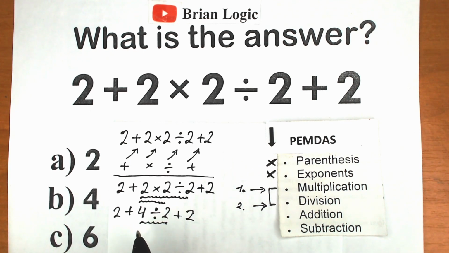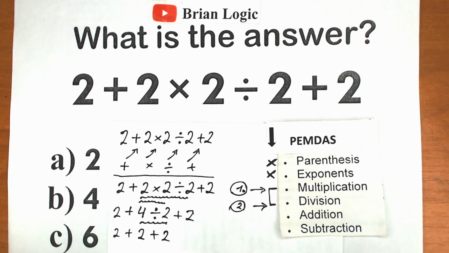Right now let's complete this division. This is our first step, multiplication we completed, and right now division we can easily do, because 4 divided by 2 is equal to 2. So we have 2 plus 4 divided by 2, which is 2, and plus 2. Right now, final step. We complete this multiplication and division group, and the final step is basic addition.